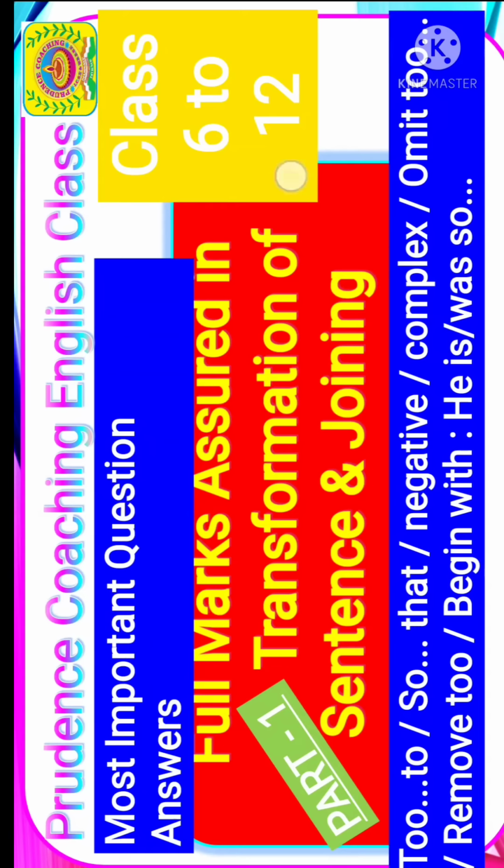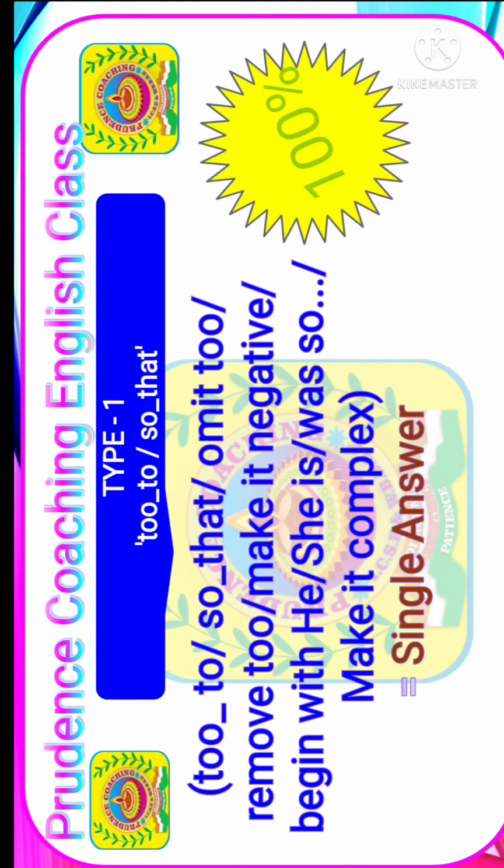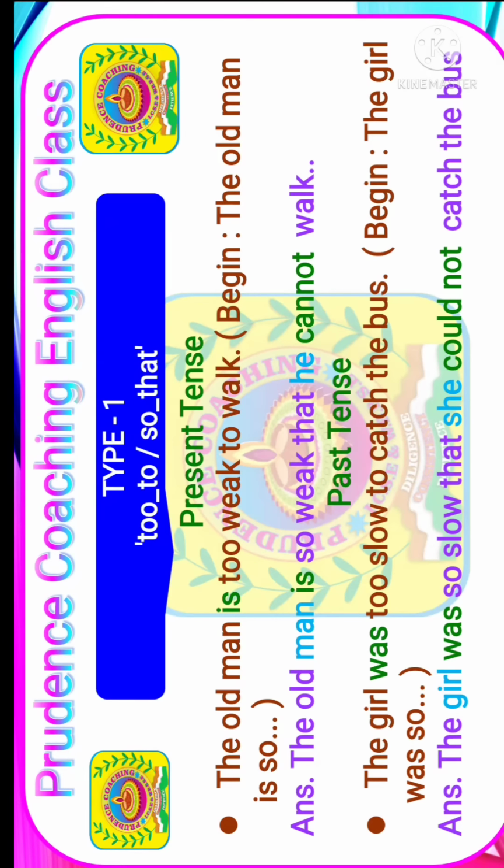Let's learn how to omit "to" from a sentence. Instead of that, we are going to use "so that". Here we have taken two examples. One is in present tense, another is in past tense. The sentence is: The old man is too weak to work.